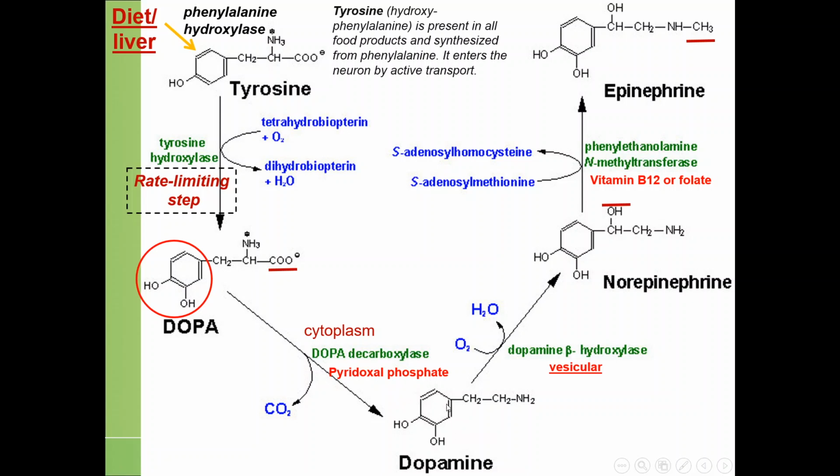Now, DOPA right here, so you have decarboxylation, so removal of this CO2 or this carboxyl group, forming dopamine. Dopamine is converted into norepinephrine vesicularly, inside vesicles, by a hydroxylase enzyme. So you have the addition of a hydroxyl group right here, and then you have the addition of a methyl group to norepinephrine, forming epinephrine by a methyltransferase enzyme. Now this enzyme requires S-adenosylmethionine as a cofactor.